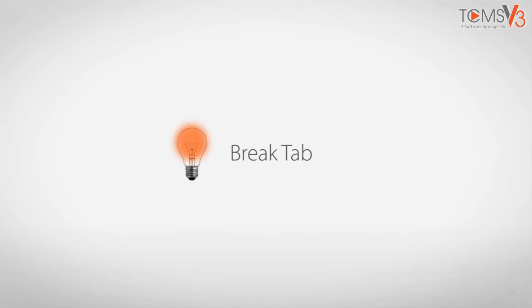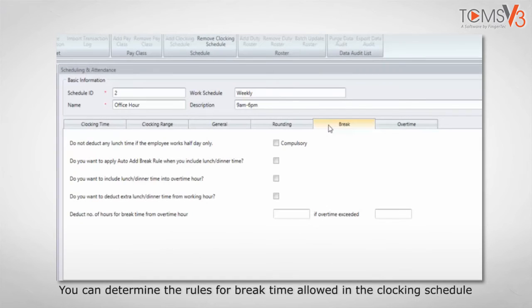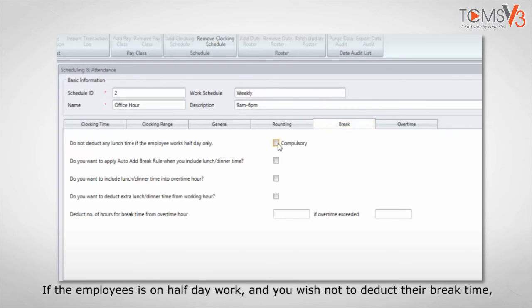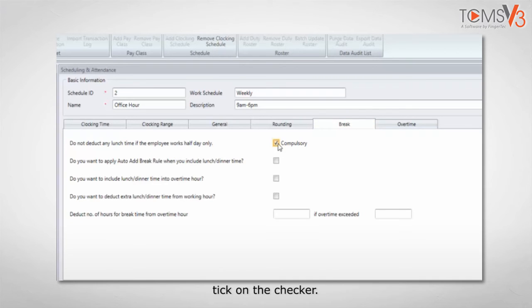Break tab. You can determine the rules for break time allowed in the clocking schedule, and the rules will determine the presentation of time in the attendance sheet. The first option is to not deduct the lunch time if the employee works half day. If the employee is on half day work, and you wish not to deduct their break time, tick on the checker.